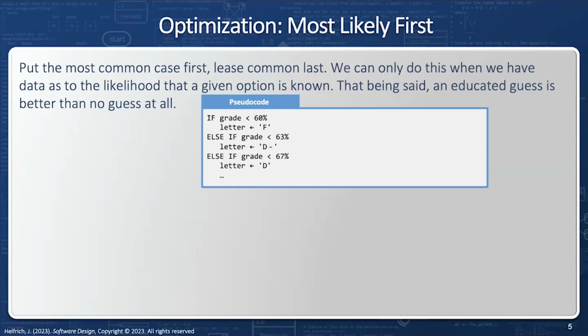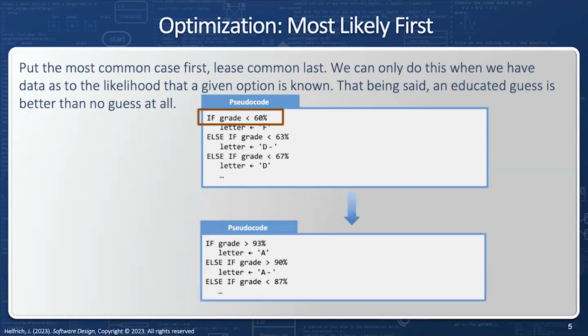Now, it turns out that Ds and Fs are rather uncommon. The most common grades are As and Bs and Cs. So therefore, I can reorder this by saying, if grade is greater than 93, an A, else if grade is greater than 90, then A minus, and so on.